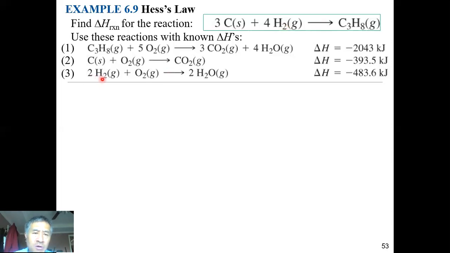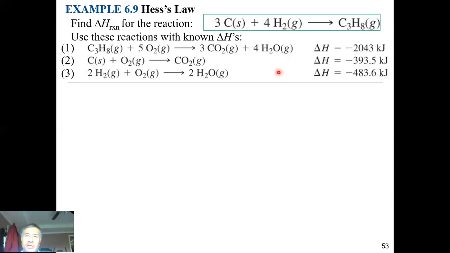Again, what's the problem? How much H2 do you need? Four. And how much H2 do you have here? Two. So what do you do? You multiply equation three by two. So you multiply equation two by three and equation three by two. That will give you the right location for carbon solid, the right location for H2 gas, and the right numbers.